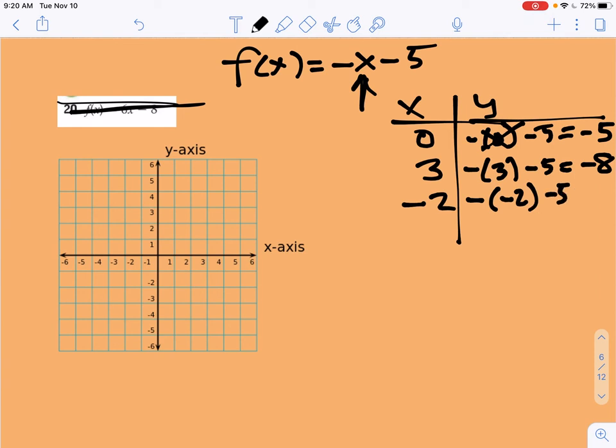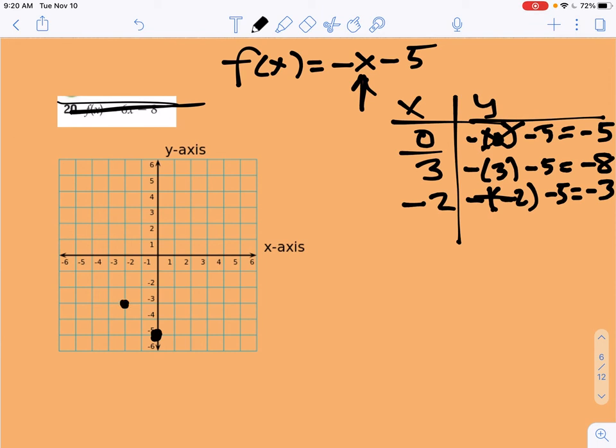That's where these get a little tricky. So negative negative turns this into a positive, right? So positive 2 plus negative 5 is negative 3. So you can see that the numbers start to move up a little bit. So I have 2 points I can use. I can use this 0, negative 5 point, which puts me right here. And then I can use this negative 2, negative 3 point, which puts me right here.